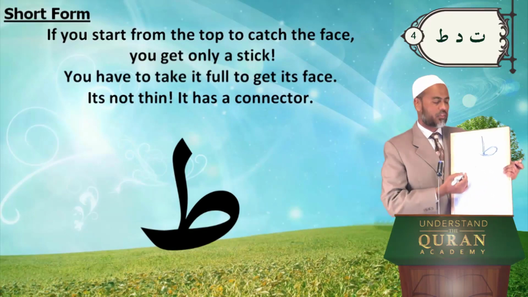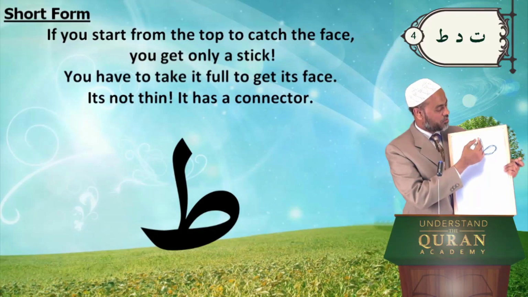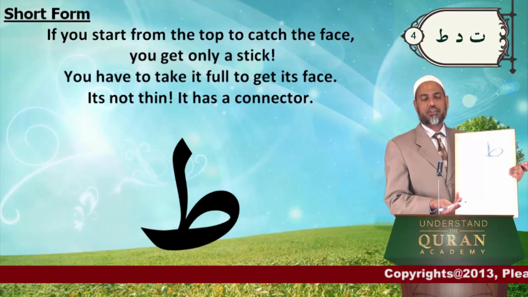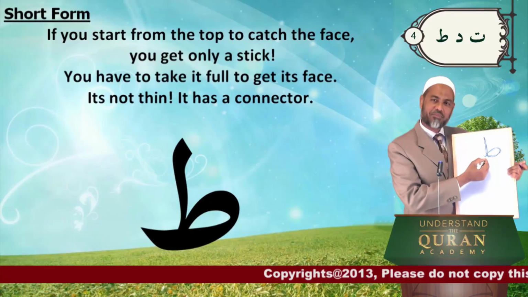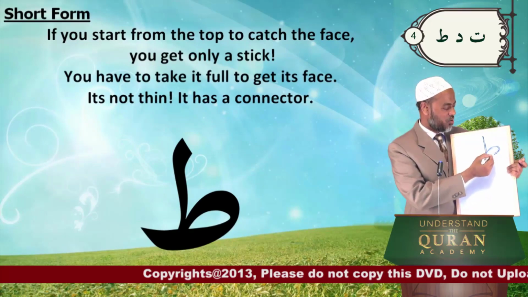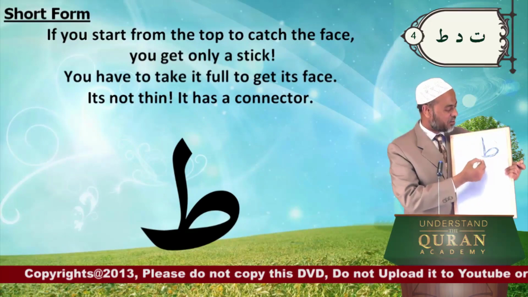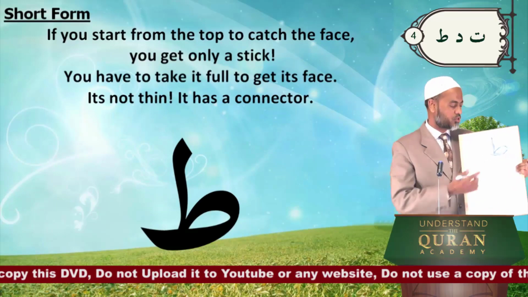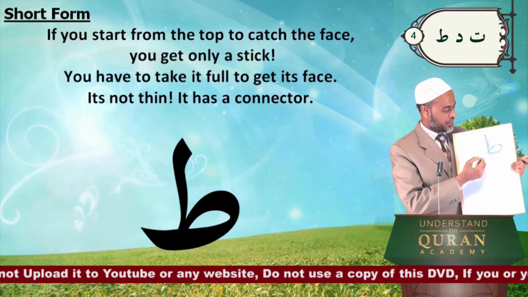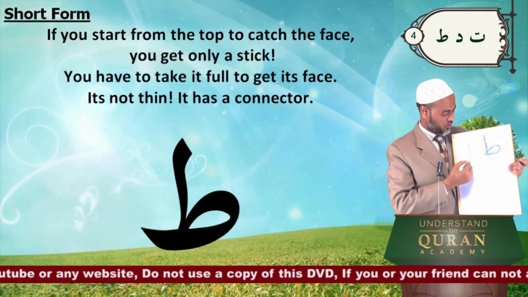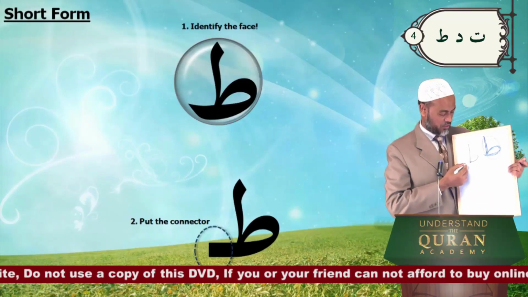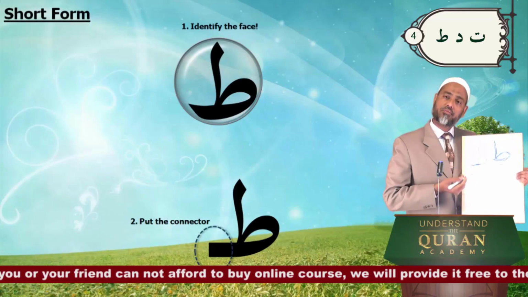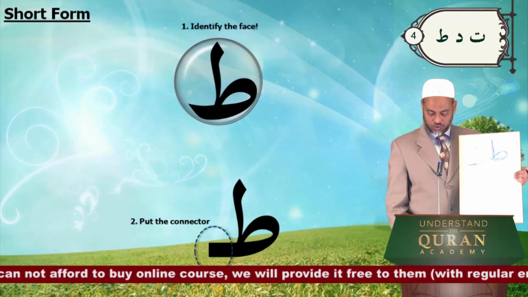So this is ta. Now you start finding out its face. So you're coming from the top, it's only a stick. Well, you cannot have a stick as a face. So as you come down, you get the whole tummy. So this is the face of the letter ta. It has no connector. So here are two steps. You get the face and then put the connectors. So this is the face and put the connector. That is the short form. Okay, it has a face, so therefore it has a short form also.